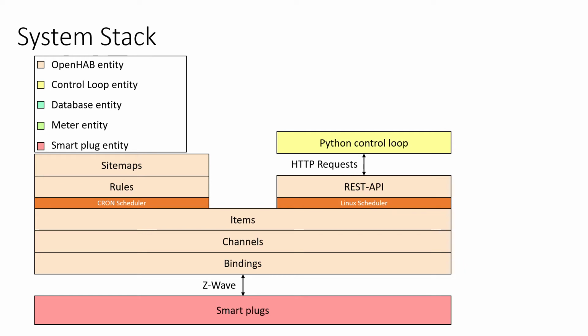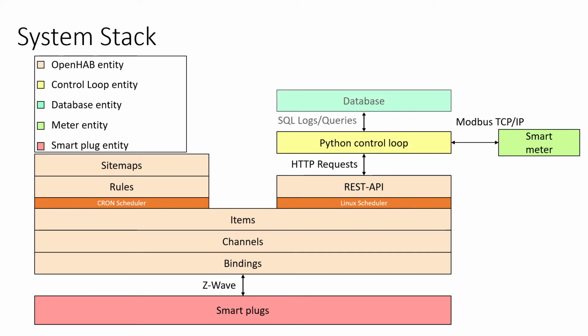Python was chosen to develop the control loop as it provides all the functionality required and prototypes can be developed quickly. The smart meters can then be directly accessed by the control loop. The database can also be directly accessed from Python to log and query values.